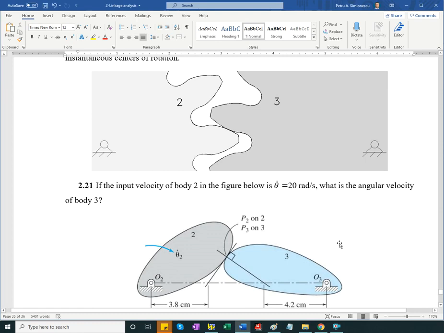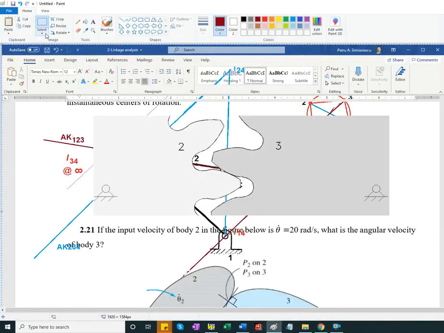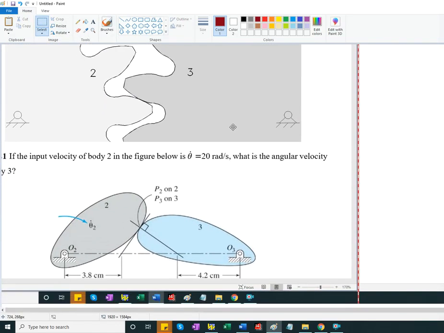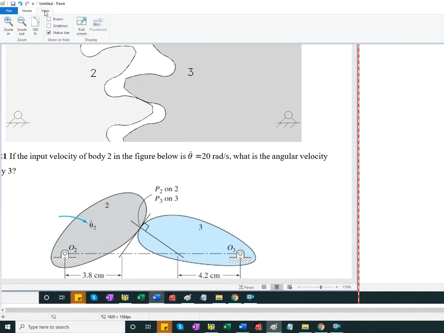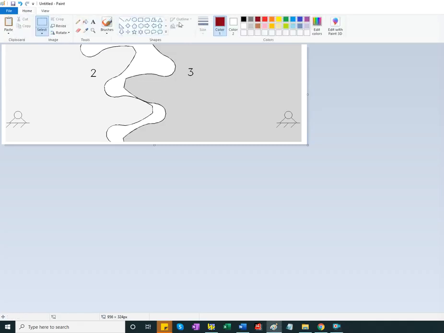For the gear pair here, we can do the same. So I go to paste, transparent, no, select all, pause.